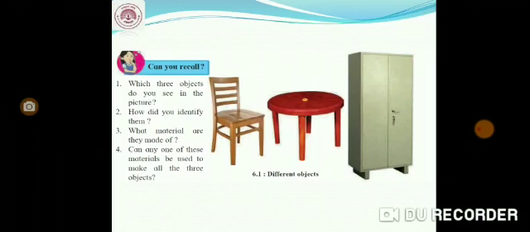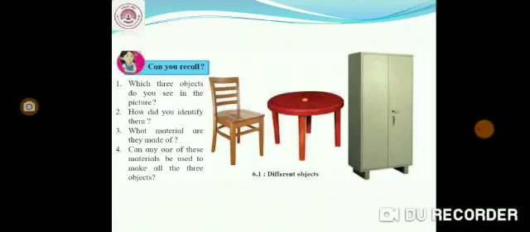Please come to textbook page number 42. Everything that is shown on the screen, I want you to note it down in your notebook. All the slides that will be displayed on the screen, I want everyone to note them down point wise in your notebook. Okay, can you recall which three objects do you see in the picture?